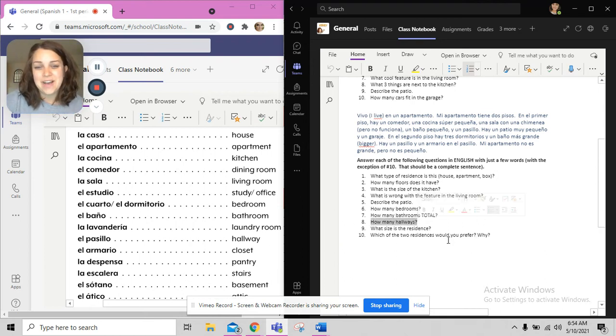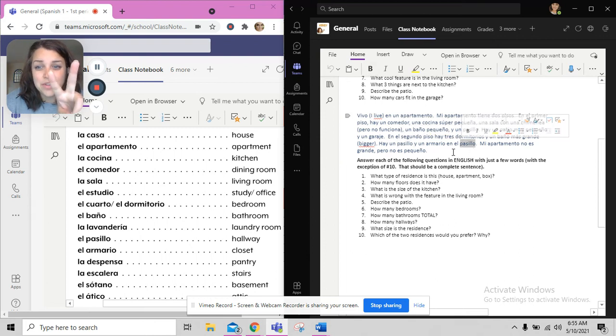Number 8 says how many hallways? All right, so we need to find the word for hallway, which is right here. So we have the word pasillo for hallway. So we're going to find how many pasillos there are. So really you're just going to scan this paragraph for the word pasillo. Here we have pasillo once. And here we have pasillo again.